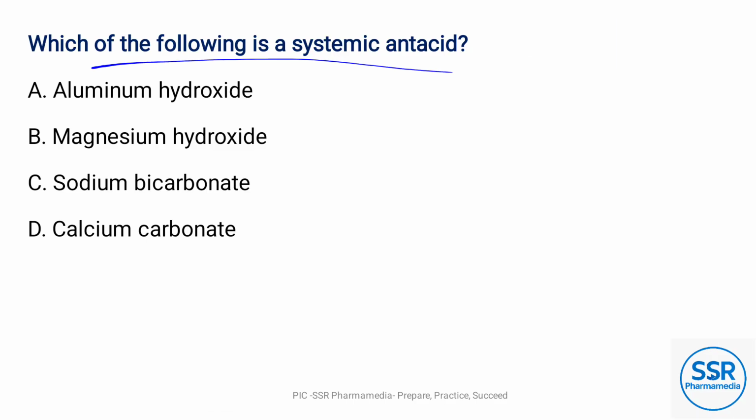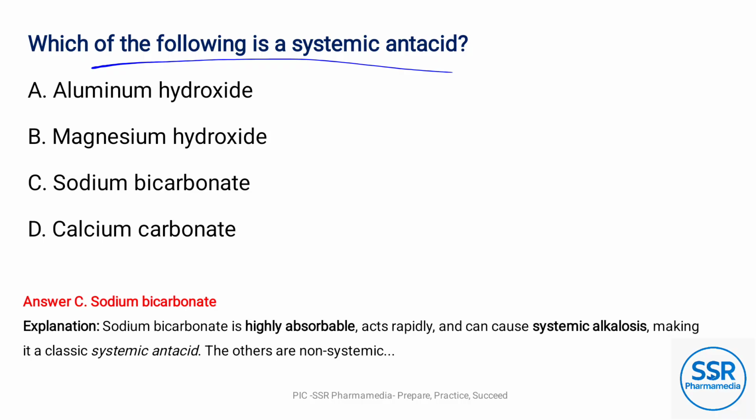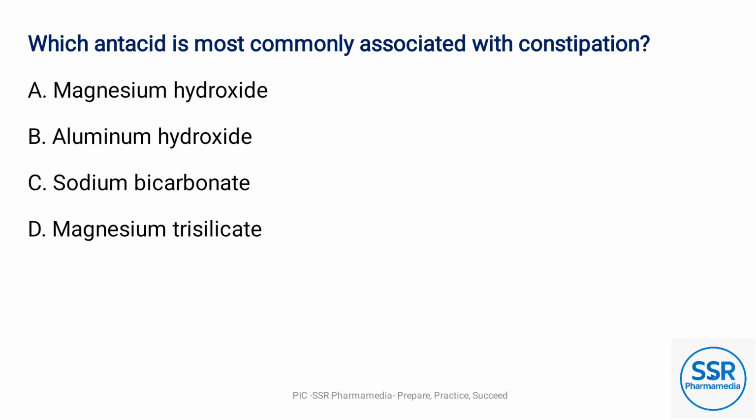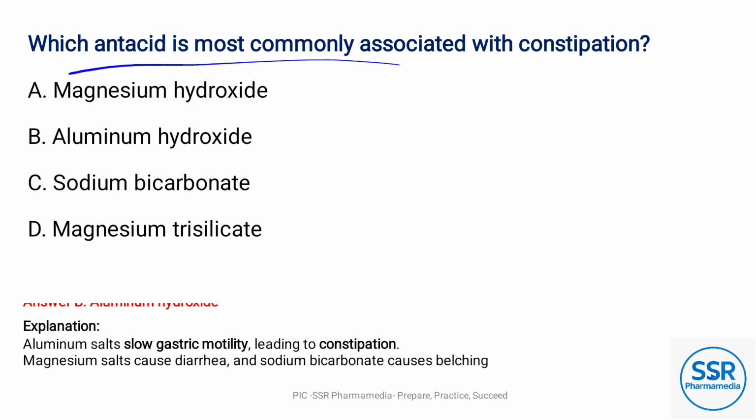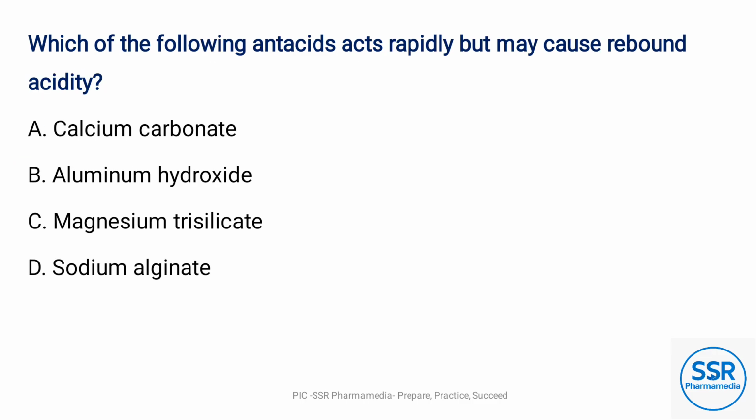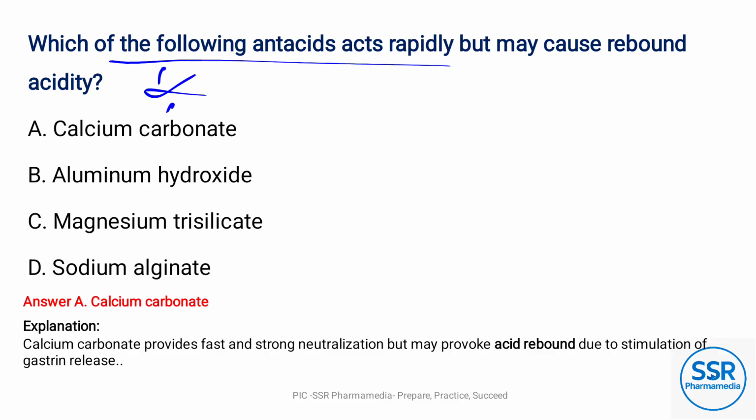Which of the following is a systemic antacid? Option C, sodium bicarbonate. Which antacid is most commonly associated with constipation? Option B, aluminum hydroxide. Which of the following antacids acts rapidly but may cause rebound acidity? This is a very important question; they repeatedly ask it in various competitive exams. Option A, calcium carbonate.